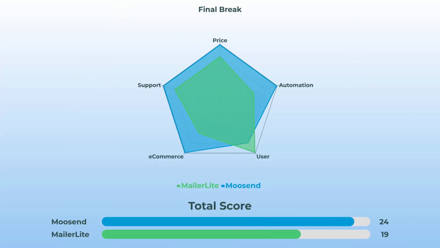So here's how it all shakes out on the radar. Moosend kind of dominates in price, automation, e-commerce, and support. MailerLite's really only taking the lead in user experience, which, to be fair, means a lot if you're a beginner. Seeing all this together, the strengths are pretty obvious.